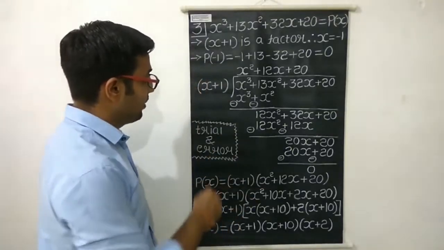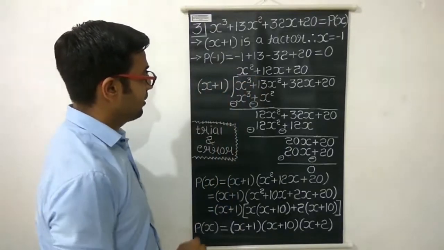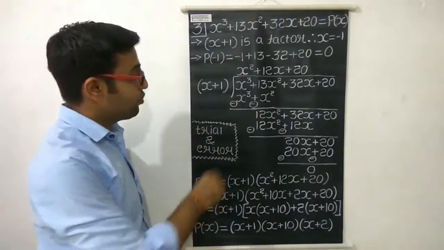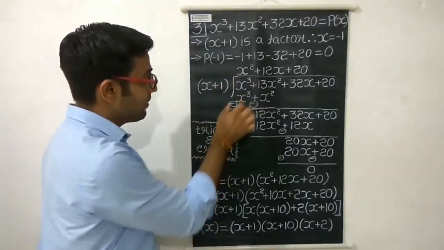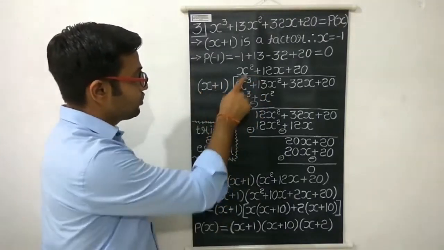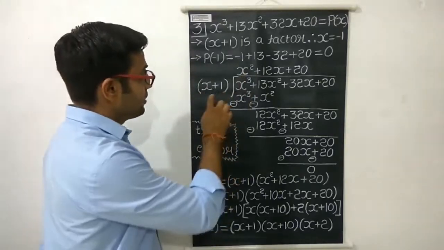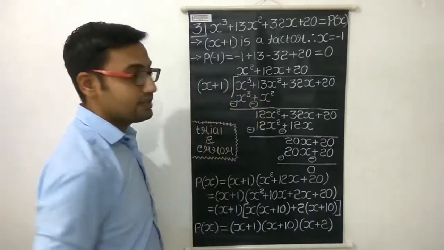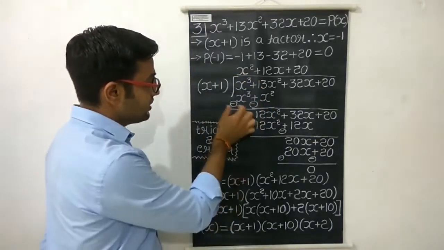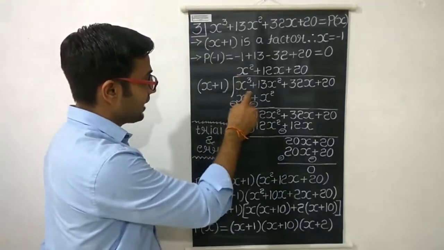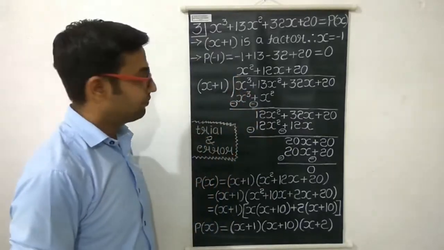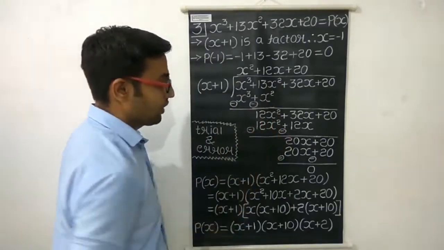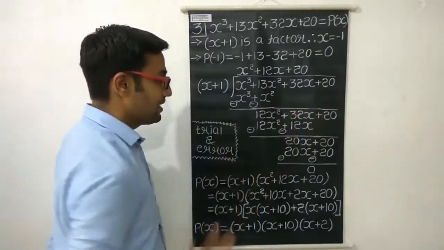So let's divide it. What will be the first term of the quotient? We get the first term of the quotient as x square. Now you know how to get this quotient, right? By dividing this first term by this first term. So x square is our first term. x square into x, that is x cube. x square into 1, that is x square. Now change the sign. What will happen? This x cube and x cube will cancel out each other. 13x square minus x square is equal to 12x square. These two terms remain as they are.